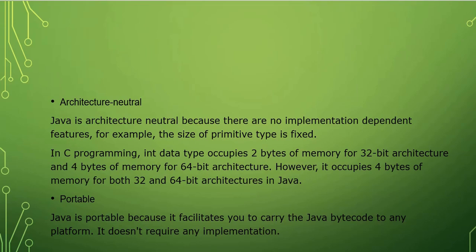Okay. Then the next one, portable feature. What is it? Java is portable. We already discussed what? Platform independent. Because it facilitates you to carry the Java bytecode to any platform. It does not require any implementation. This feature is called what? Portable one. Okay.